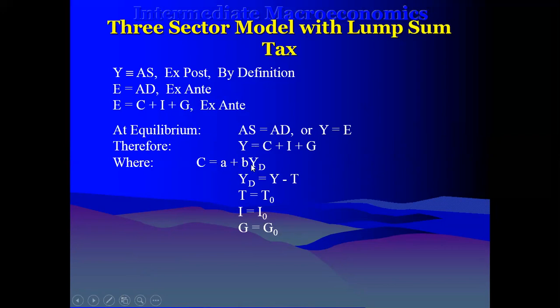And these are the definitions for the various components. This is the consumption function as stated by Keynes. And then this is the disposable income, which is Y minus T. For now, we are taking the tax to be just autonomous. So T is equal to T0, I is equal to I0, and G is equal to G0. Okay, we'll relax all this, but for now, we are just taking this.